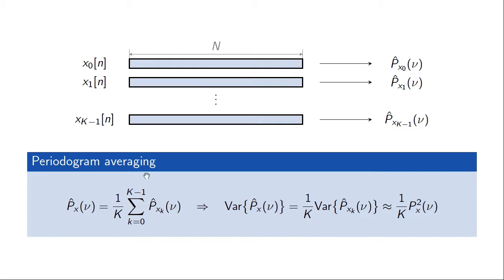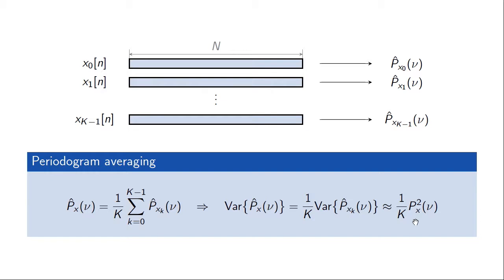And one can show that if these blocks are independently drawn from the process, then the variance of this improved estimate will only be a factor of 1 over K times the variance of any individual estimate. Since the variance of the periodogram and also the modified periodogram is proportional to the squared power spectral density of the original process, the variance of this new and improved estimate would only be 1 over K times the original power spectral density squared. So in particular, if you have access to a large number of data blocks, you could create an estimate with a very small variance.